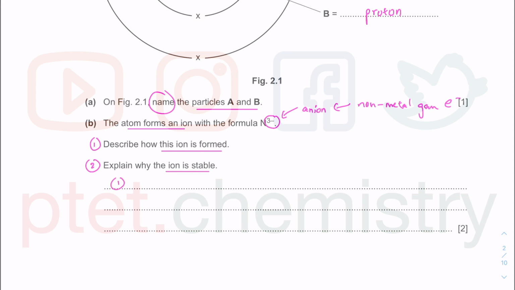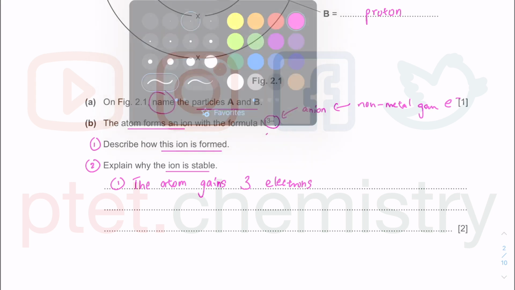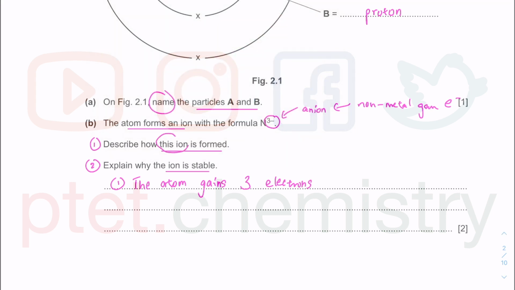So how this ion is formed is the atom gains 3 electrons. Got to be very specific. If you say "gain electrons," you don't get the mark because it's a 3 minus ion. They say "this ion," this ion refers to this thing with 3 minus. So it gains 3 electrons to form the N3 minus ion.